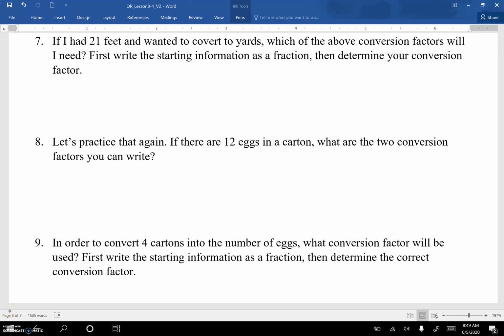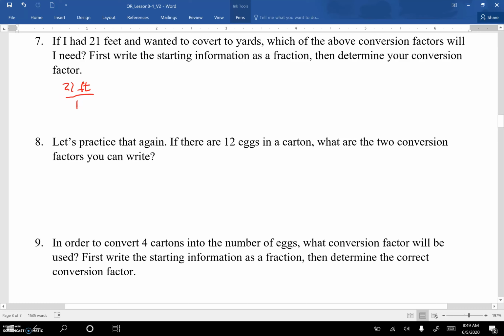We're continuing lesson 8.1 about dimensional analysis. We're talking more about conversion factors right now, and which one will you use? So question 7 says, if I had 21 feet and wanted to convert to yards, which of the above conversion factors will I need? So let's first write the starting information as a fraction. So 21 feet is our starting information. There's no per there, so that one is going to be 21 feet over 1.